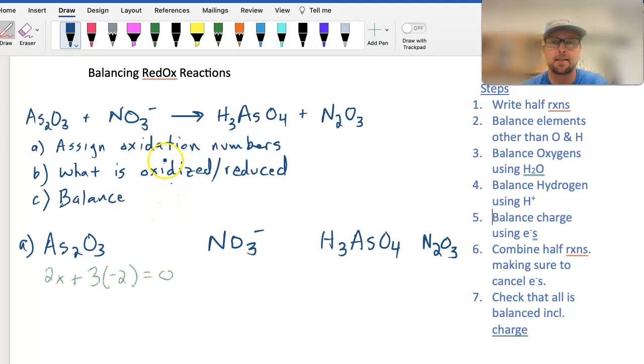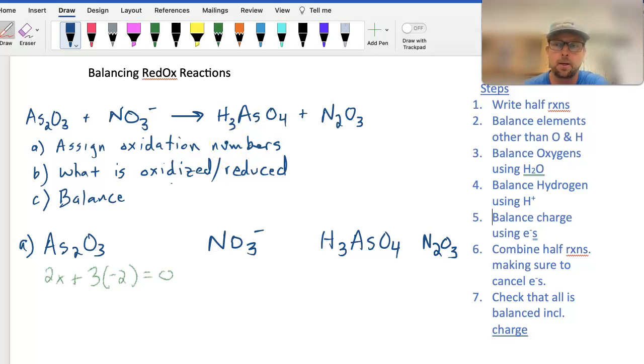Hello chemists. Today we're going to be looking at redox reactions, and as you might remember, those are also called electron transfer reactions or oxidation reduction reactions. After we assign oxidation numbers to each of the elements on the reactant and product side, we'll look at what's oxidized and reduced, and then eventually we're going to balance.